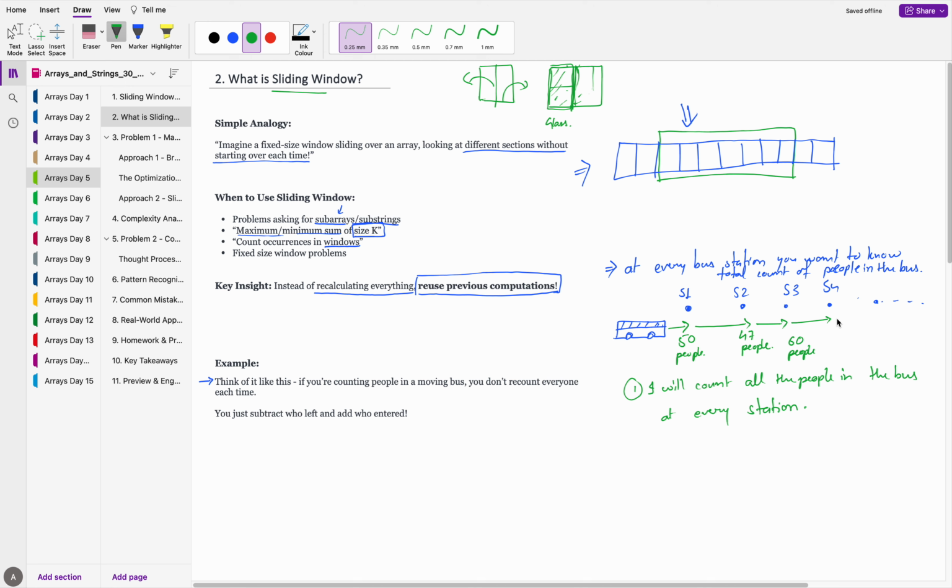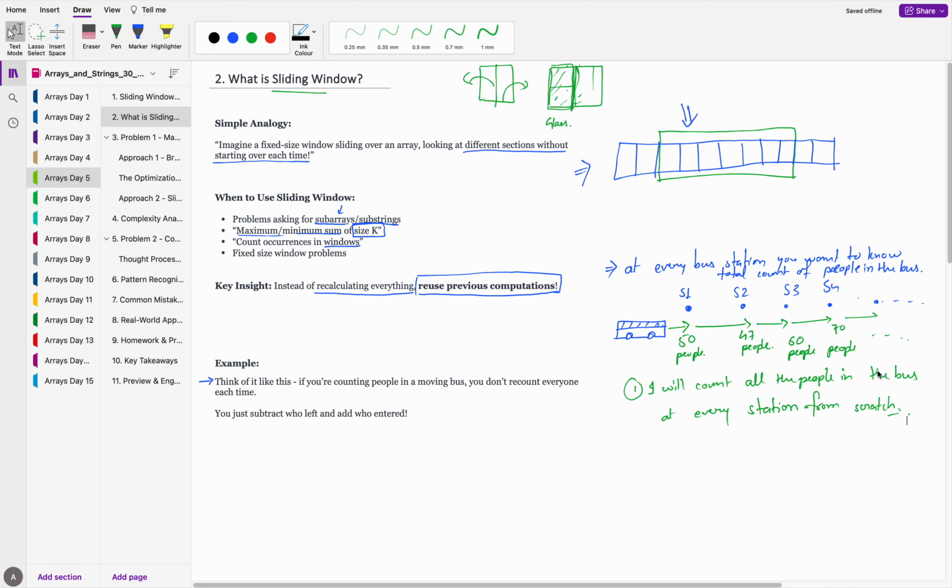Again, the bus moves to station number four, and you will say 70 people. Okay, and so on. Correct? I will count all the people in the bus at every station, right? From scratch. Let's write it like this for better clarity. From scratch. My question is, do I really need to do this?